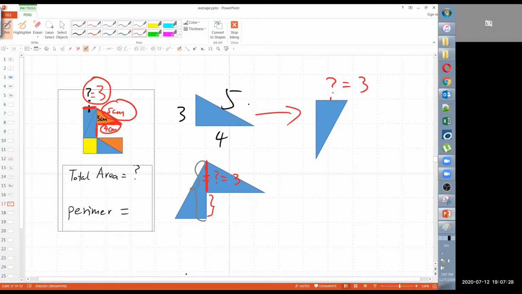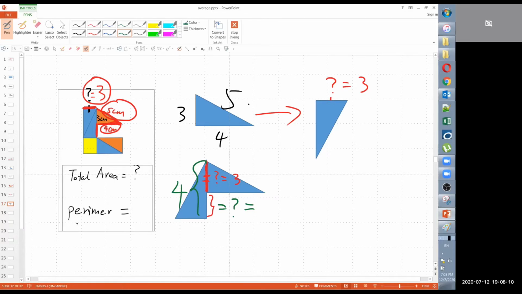9? Can you see or you cannot see? 4. 4, right? Because so if this red one is 3, the entire one is 4, then what is this question mark? The green question mark is what? 3 also.